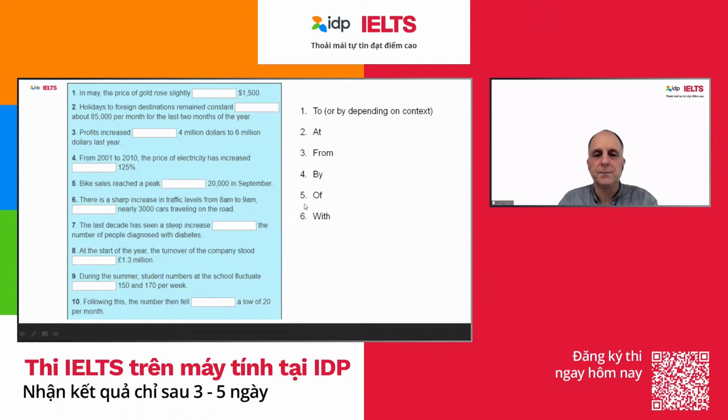Number 7. Okay, very good. A steep increase in. Another little clue here. Number 8, company stood. Yeah, you see, stood at. Excellent. For the next one, number 9. Yeah, between. Very good. And last one fell. There we go. Excellent. There we go. So make sure your prepositions are correct. Yep, there we go.